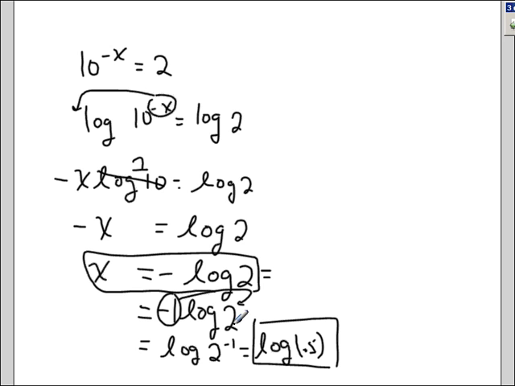If you work it out in your calculator, you're not going to have equal, you're going to have approximate, because these numbers are irrational. An irrational number in decimal form goes on forever. Log 2 or negative log 2 is the exact answer. Log of a half or log of 0.5 is the exact answer.